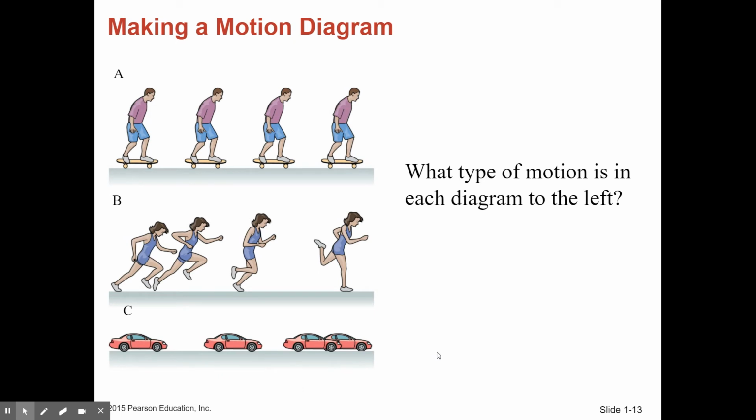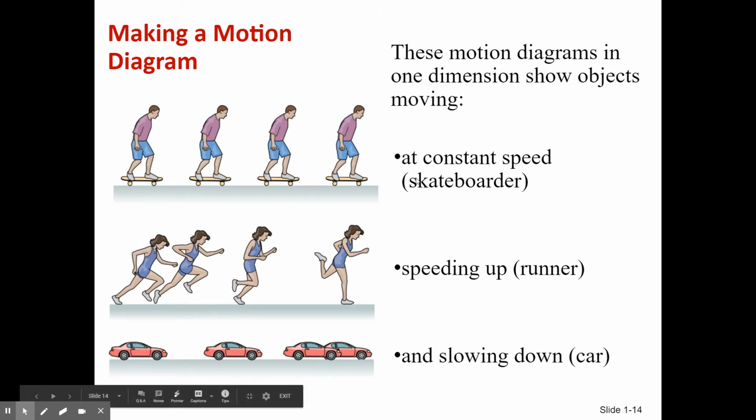All right, if we go to the next slide, we have that told to us here. These motion diagrams in one dimension show objects moving. Here we have again the skateboard. He's moving at a constant speed. She is speeding up. The car here is slowing down. Think about constant speed, which we're going to focus on in this particular lecture. You can see that it's the same distance for each moment of time. Like if this was at 0 seconds, this was at 1, this was at 2, this was at 3, you can see that he's covering the same distance in the same amount of time. Therefore he's moving at what we call a constant speed, uniform motion.